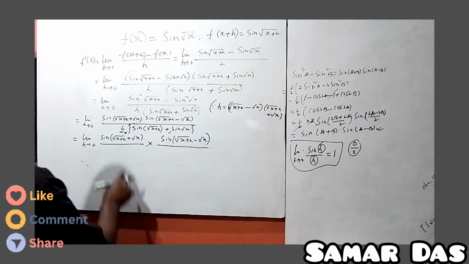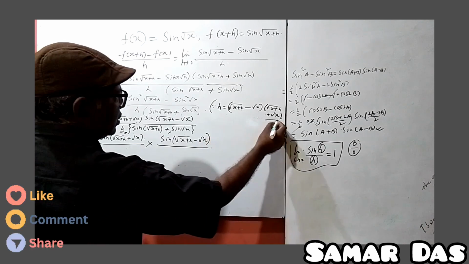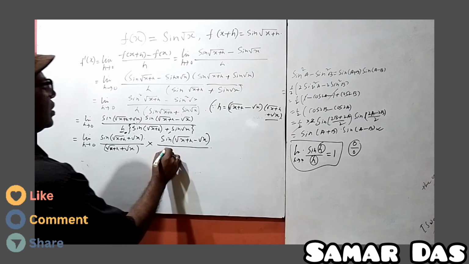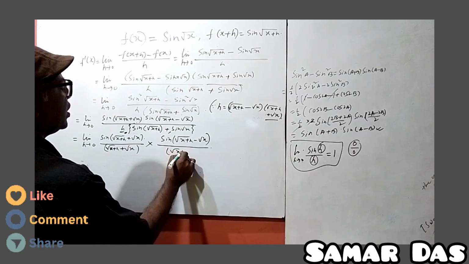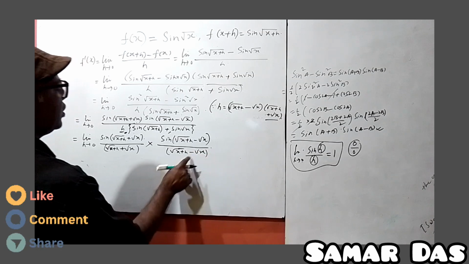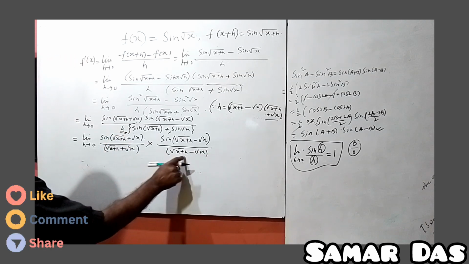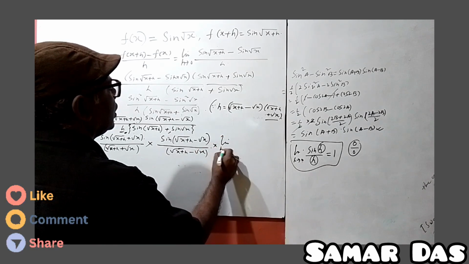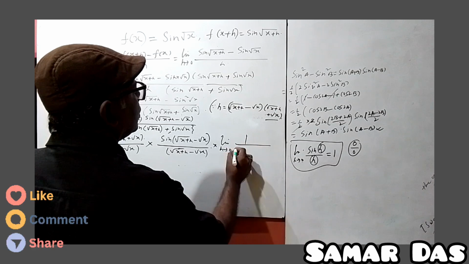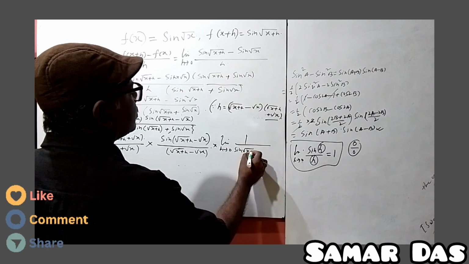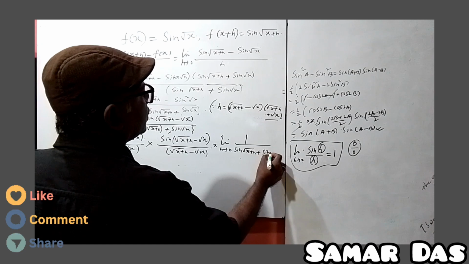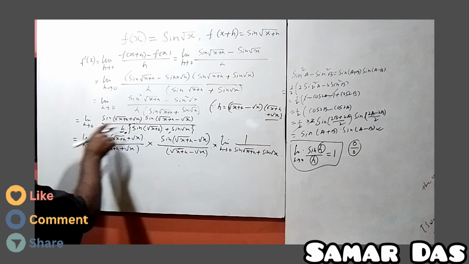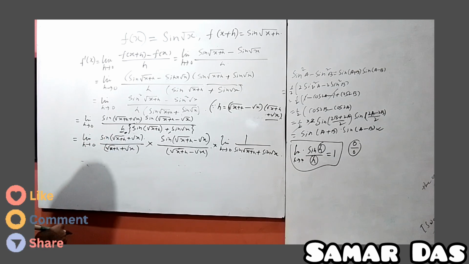In place of h, we can write here root x plus h plus root x and root x plus h minus root x. So in place of h, the product we have is h. So in place of h, we can write the product of these two terms into limit h tends to 0, 1 over sine root x plus h plus sine root x. But see, this step is 1, but this can never be 1.